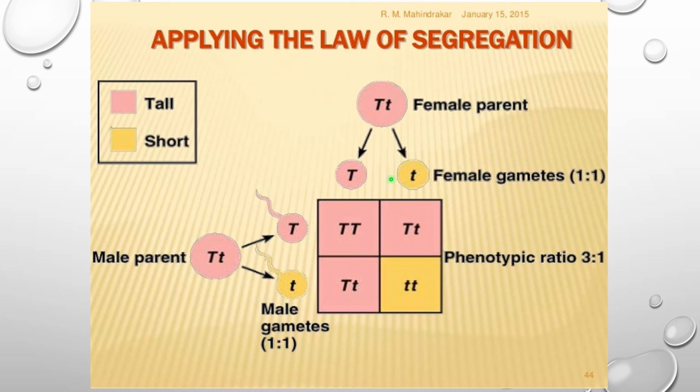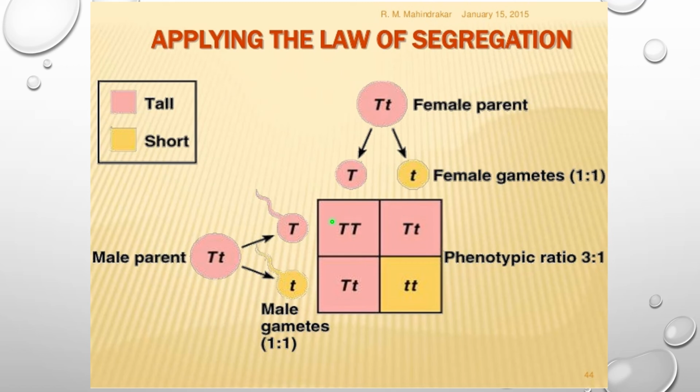Now this is a Punnett square. On the top of the Punnett square, the female gamete is written in a 1:1 ratio, and over here the male gamete is written in a 1:1 ratio. Then a cross takes place between the male and the female, and whatever is obtained in this square is the F1 generation, and it is phenotypic. Phenotypic means how they externally appear to be.